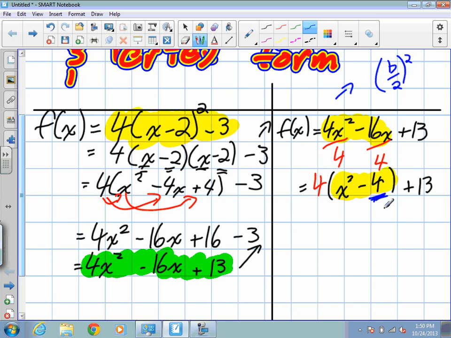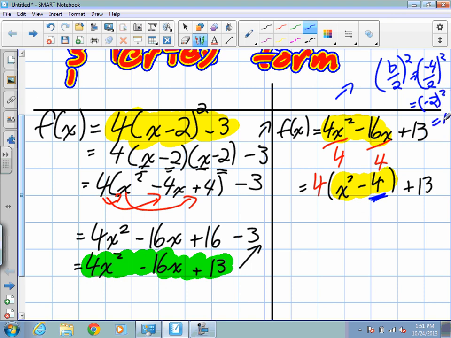Okay? So it's going to end up as a very common number, but I want you guys to see what we're creating here. So if we take negative 4 as the b, that becomes negative 4 divided by 2, squared. What's negative 4 divided by 2? Negative 2. And then what's negative 2 squared?